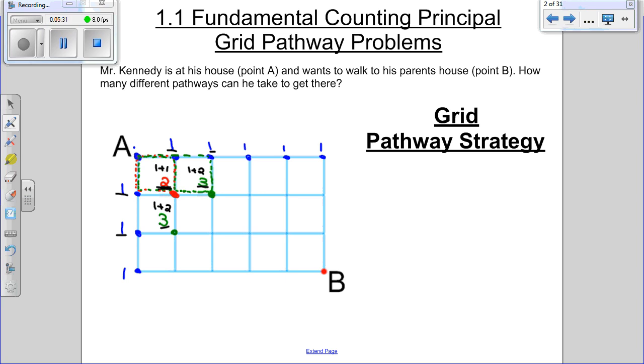So for instance, if I wanted to get to this spot right here, it would be 6. It would be 3 plus 3. Because I could get to the spot above 3 different ways, the spot beside it 3 different ways, and those could join together to create 6. And you're going to do that to fill in this entire map.